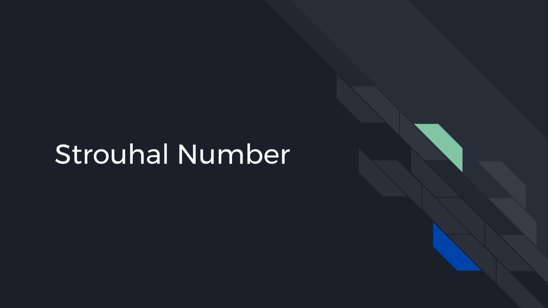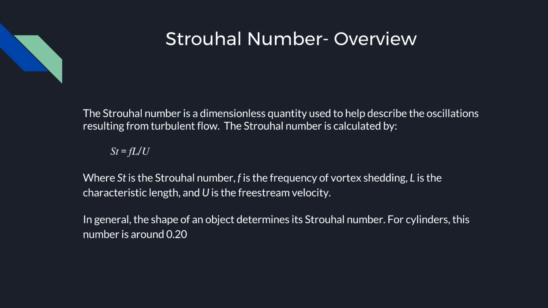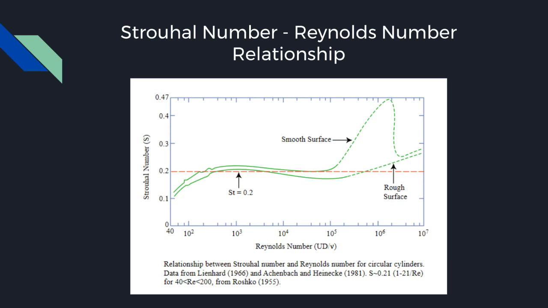The Strouhal number. The Strouhal number is dimensionless, and it can be used to describe the oscillatory tendencies of a flow around a body. While the Strouhal number is calculated using frequency, characteristic length, and free stream velocity, it also has a functional relationship with the Reynolds number. Bodies with the same profile, in general, share the same Strouhal number when observed at the same Reynolds number. For cylinders, at the range of Reynolds numbers this test was run at, this number hovers around 0.2.